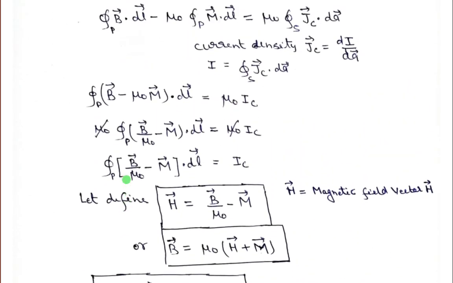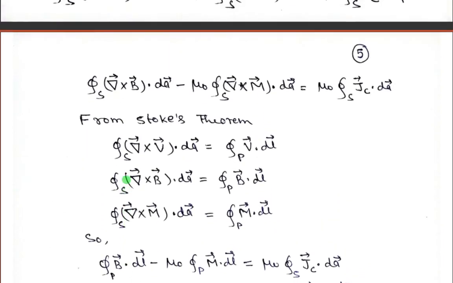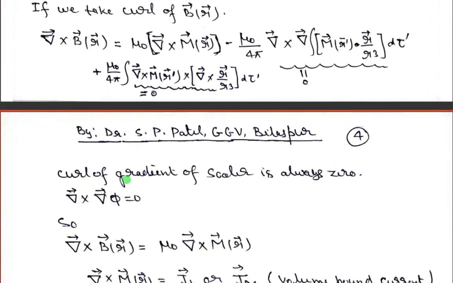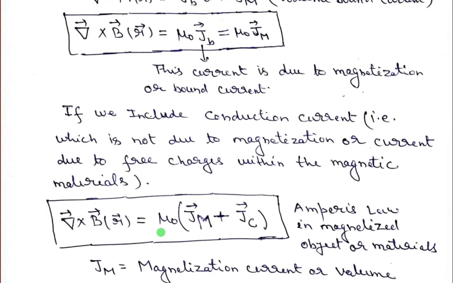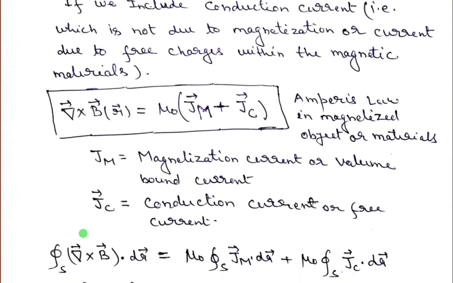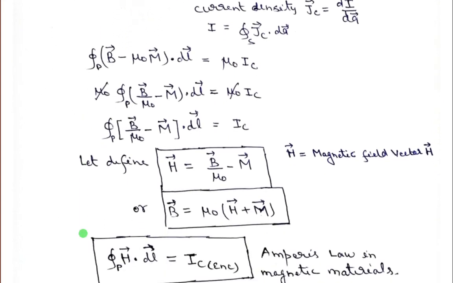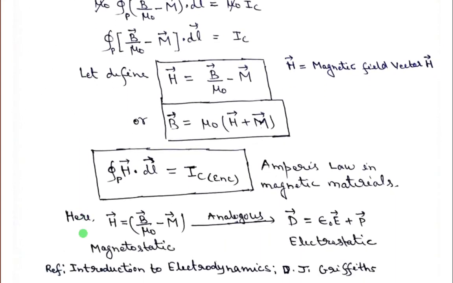Earlier what I had written was del cross B, that is mu 0 (Jm plus Jc). So this is Ampere's law in differential form. Or if you include the H term, that will give del cross H is equal to J free or Jc, that is the differential form. And if you write it in integral form, that is line integral of closed path H dot dl is equal to free current IC, a conduction current enclosed in the closed loop. So that is Ampere's law in magnetic material.